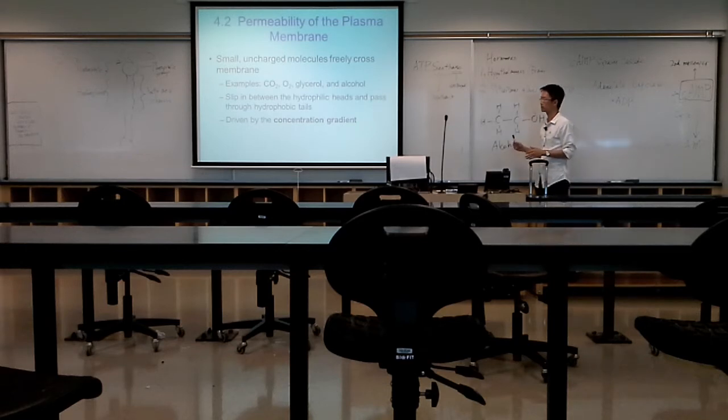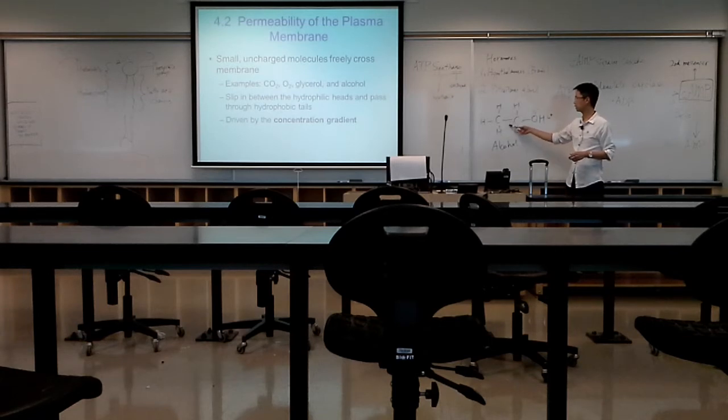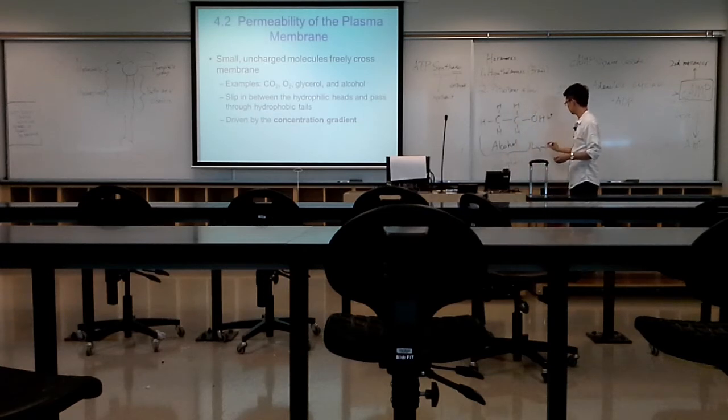Because it is relatively polar, we call it an uncharged molecule. And the molecule is very small, and it contains this hydrophobic tail here. Because of this, even though it is slightly charged, this part is mainly hydrophobic. This part is hydrophilic. Because the molecule is so small, it can still go through the cell membrane.